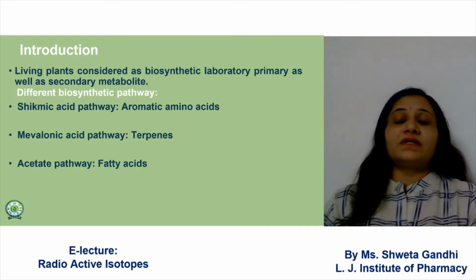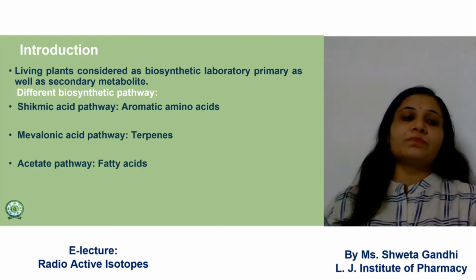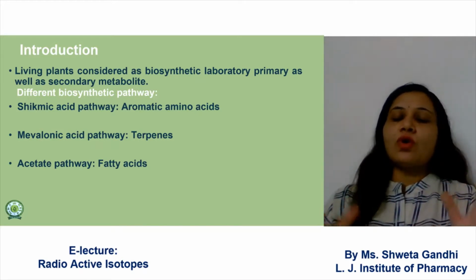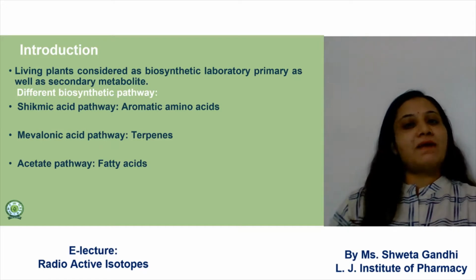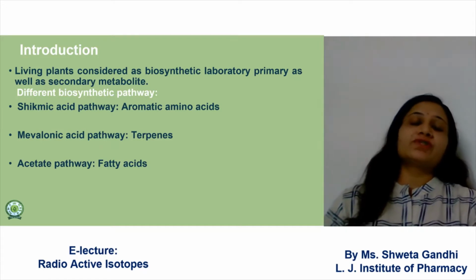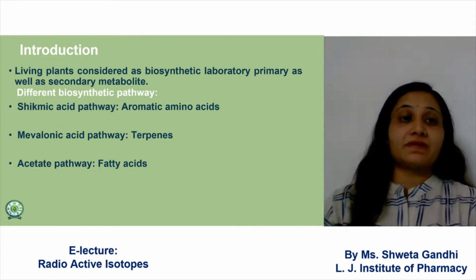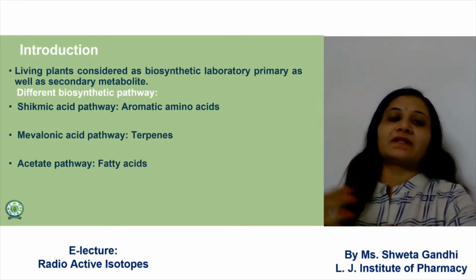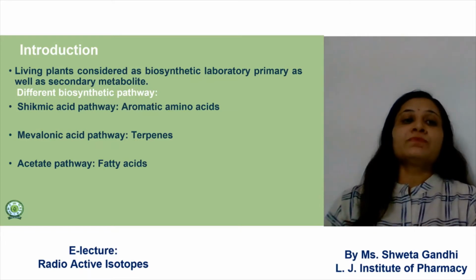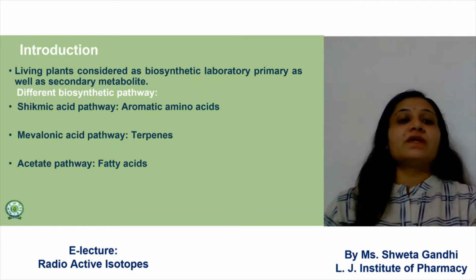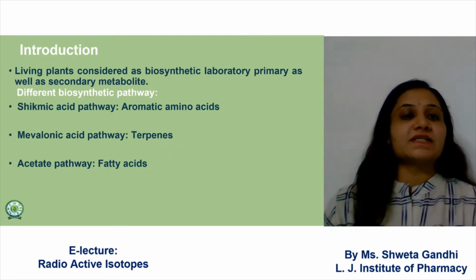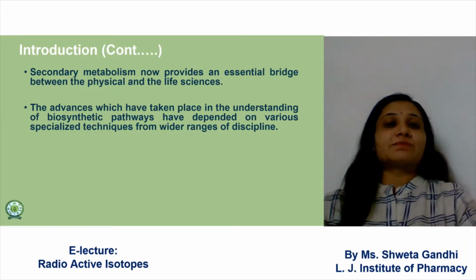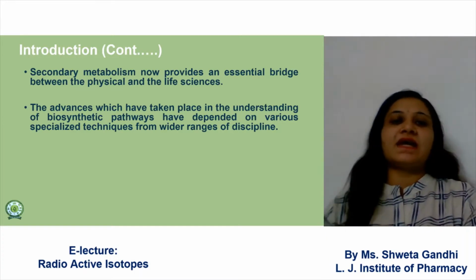Before studying the radioactive isotope, you should be aware of the biosynthetic pathways. As you all know, living plants are biosynthetic laboratories, which include both primary and secondary metabolites. Inside the plant cell, there are various biosynthetic pathways and processes, such as the shikimic acid pathway, mevalonic acid pathway, and acetate pathway. These are the different pathways. Secondary metabolites provide a bridge between the physical and the life sciences.